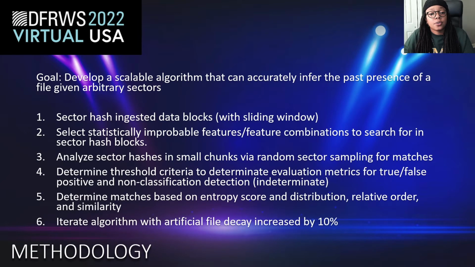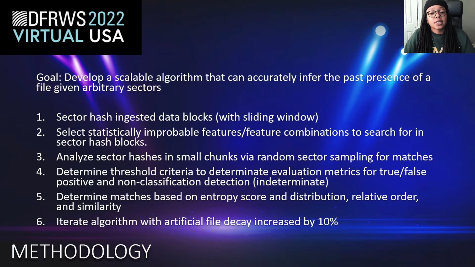Our goal is to develop a scalable algorithm that can accurately infer the past presence of a file given arbitrary sectors. So the sector hash that's been ingested is split up into data blocks, and those data blocks are hashed given whichever hashing algorithm that we determine. In our research, we used the MD5 algorithm, and we took a sliding window by hashing each sector and then hashing the sector next to it and the sector next to it all the way down the entire disk.